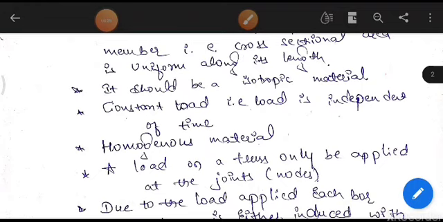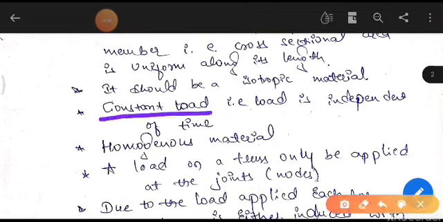Next we have constant load, that is, the load is independent of time. Here the bar is subjected to a constant load, not a varying load, meaning there is no change in the load according to time. Next, it has homogeneous material, meaning the property of the material is the same all over the length.